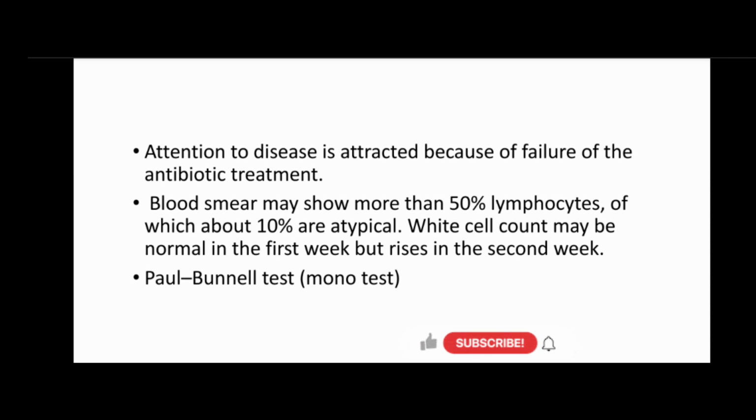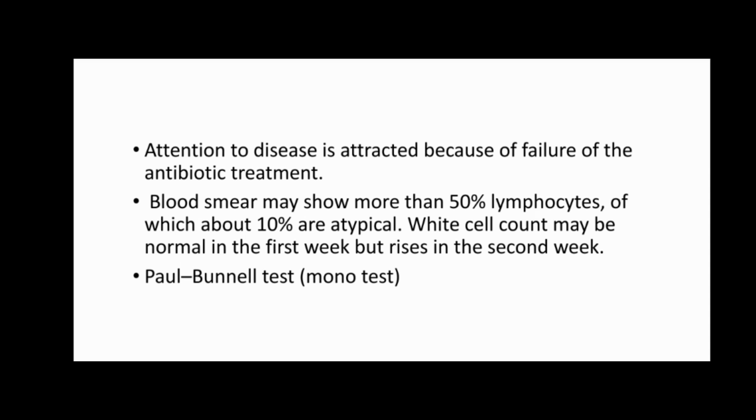In infectious mononucleosis, we have to give attention to the failure of antibacterial therapy. If there is a membrane over the tonsil, we think it may be a bacterial infection. But if we give antibacterial therapy and the membrane is not cured and does not disappear, only then do we have to think about other causes of membrane over the tonsil. In infectious mononucleosis, the blood smear may show more than 50% lymphocytes, of which about 10% are atypical.